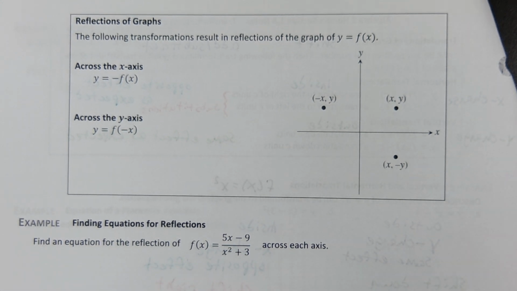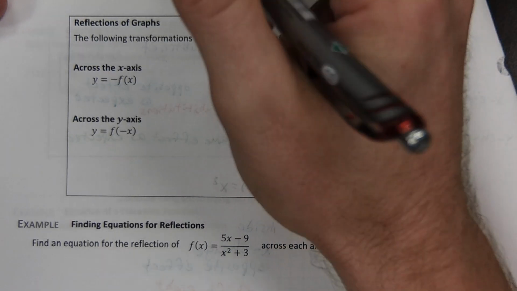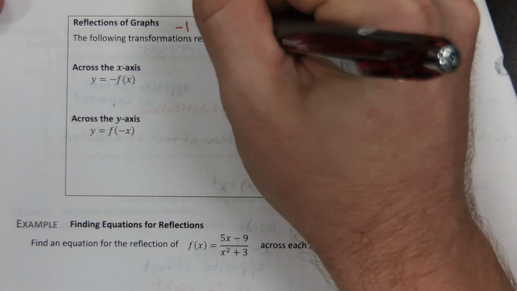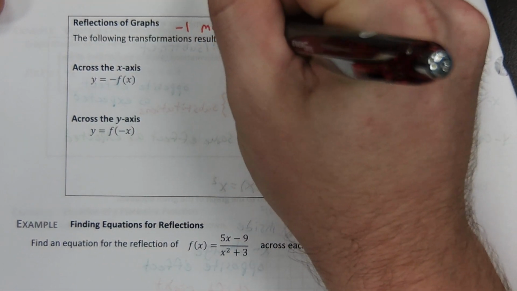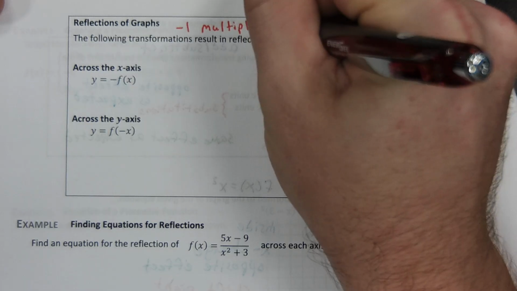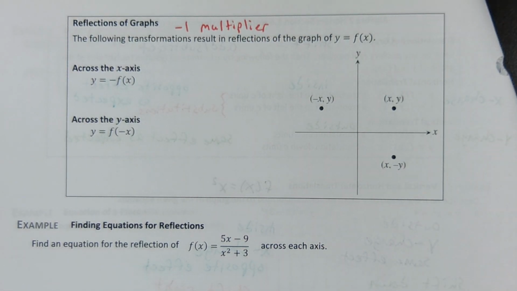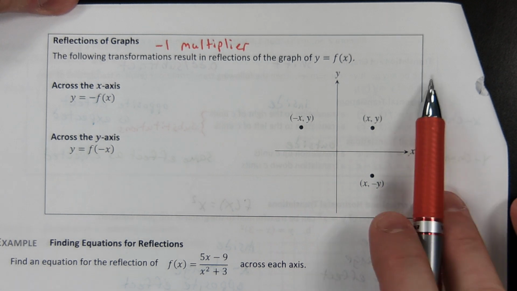But I've already mentioned that reflections will always be a -1 multiplier. If you see a multiplier of a negative somewhere, that's a reflection, guaranteed. This is one of the hardest transformations for students to learn. And it's not because they don't know how to reflect things. It's because they forget which rule goes with which axis. So I've got this image over here to help us out.